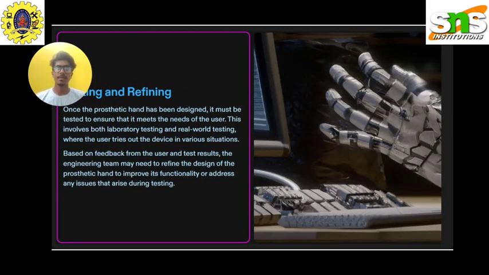Once the prosthetic hand has been designed, it must be tested to ensure that it meets the need of the user. This involves both laboratory testing and real world testing, where the user tries out the device in various situations. Based on the feedback from the user and the test results, the engineering team may refine the design of the prosthetic hand to improve its functionality or address any issues that arise during testing.